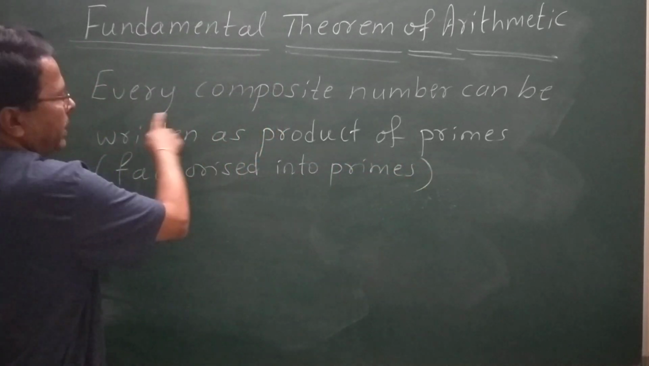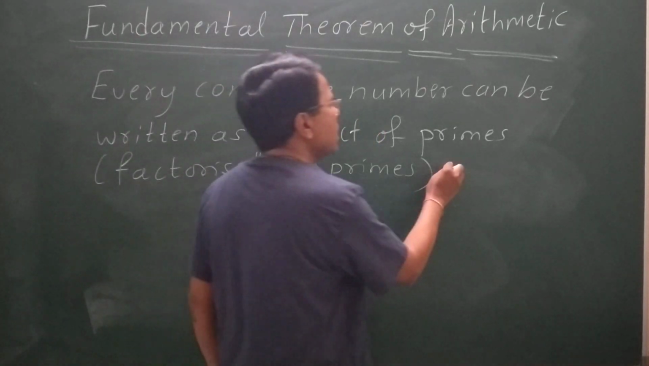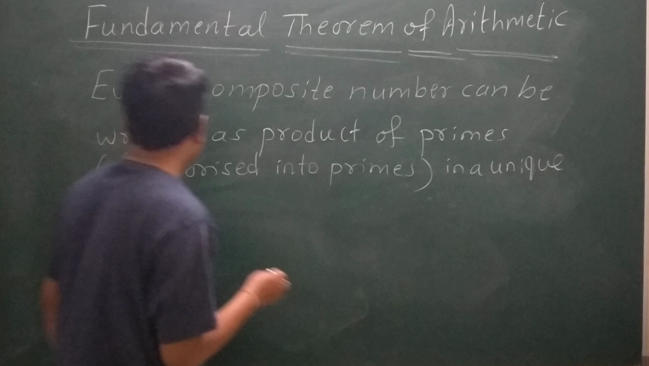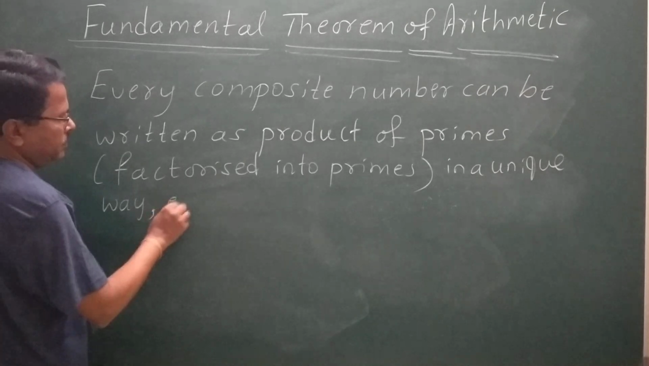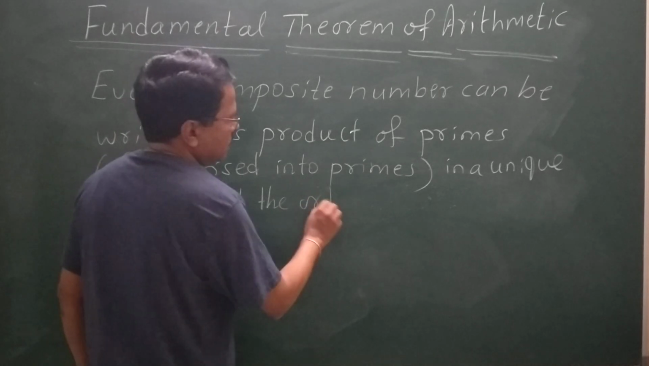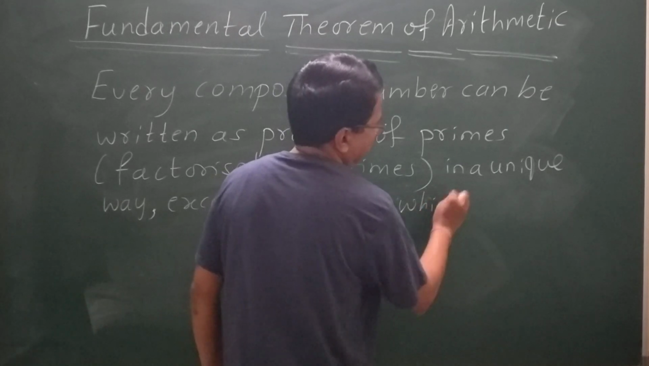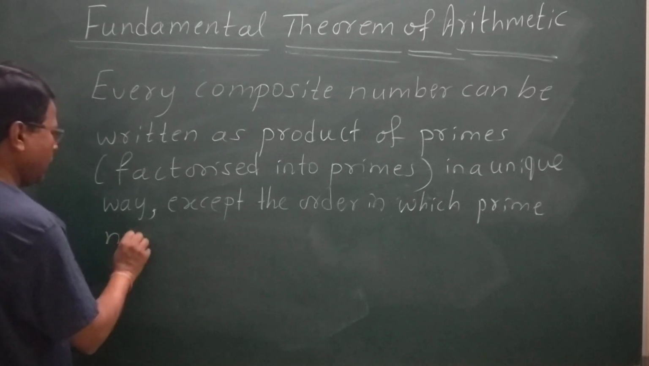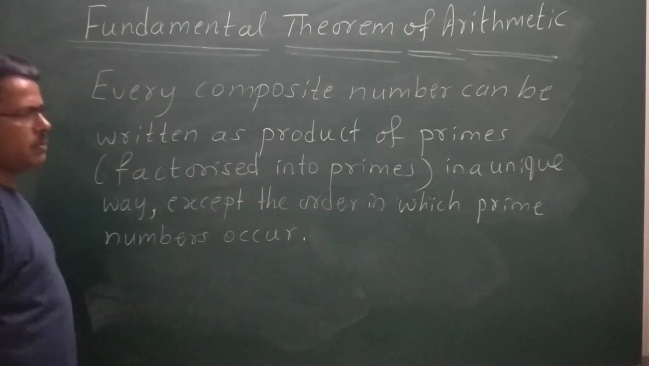Every composite number can be written as a product of primes in a unique way, except the order in which prime numbers occur.